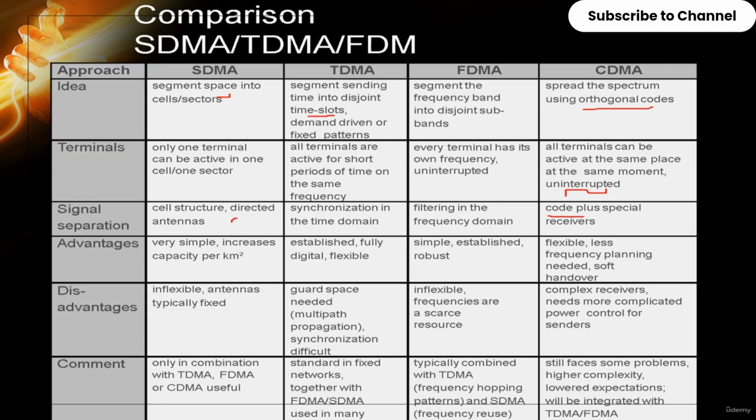So SDMA is a combination. It can be better if used in combination with TDMA, FDMA, or CDMA. TDMA is a standard thing. It works better with the help of FDMA or SDMA. FDMA provides proper communication between sender and receiver once it works with TDMA and SDMA. Finally, code division multiple access can be integrated with TDMA and FDMA for better solutions. So thank you.